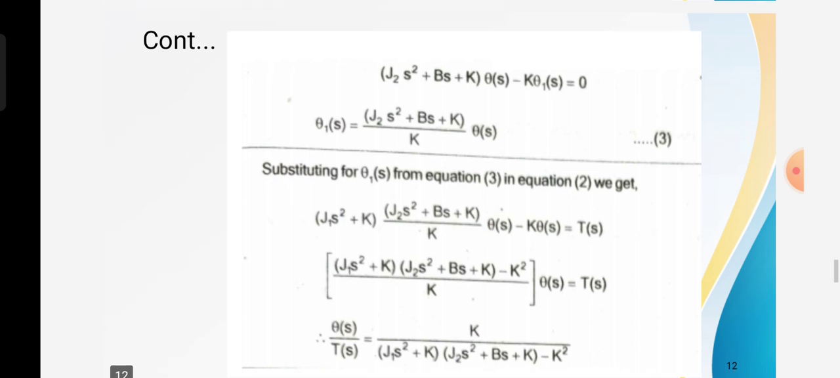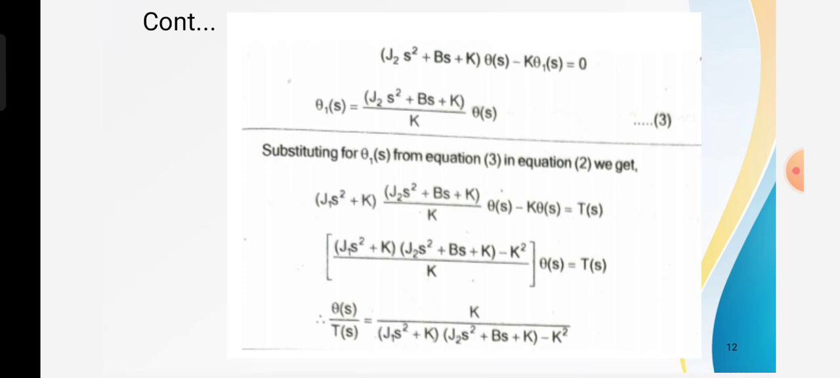Taking common terms, theta(S). So J2 S square plus Bs plus K into theta(S) minus K theta 1(S) equal to 0. From this equation, we find out theta 1(S). So theta 1(S) equal to J2 S square plus Bs plus K divided by K into theta(S).